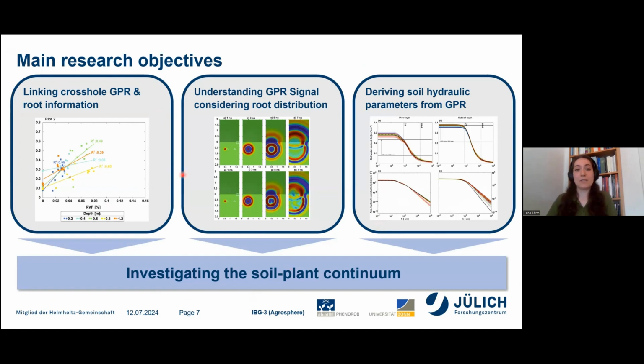So the first part of my presentation will be on how to link GPR data and root information and how we can quantify and correlate that. This still left some questions, especially since we measure at different volumes. So we did a synthetic GPR simulation study using GPR max. And in the third part of my presentation, I used the soil water content that was derived from GPR to derive the soil hydraulic parameters.